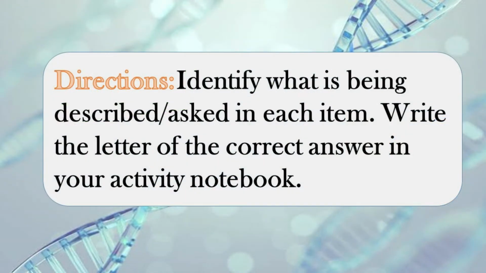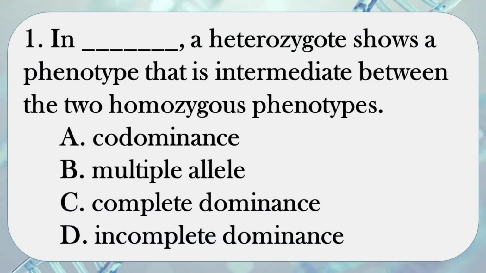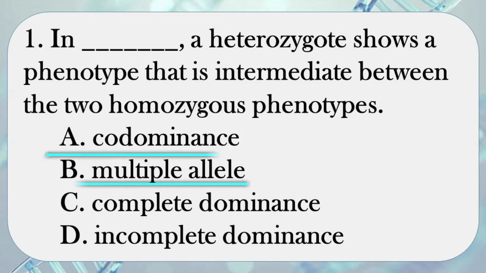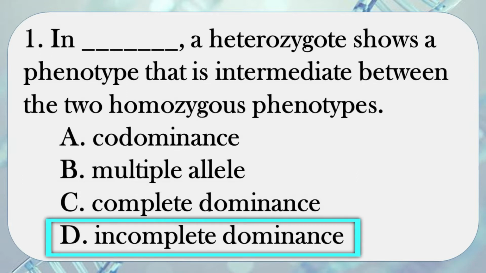Identify what is being described or asked in each item. Write the letter of the correct answer in your activity notebook. Your science teacher will collect all your answers. Number 1. In blank, a heterozygote shows a phenotype that is intermediate between the two homozygous phenotypes. A. Codominance. B. Multiple allele. C. Complete dominance. D. Incomplete dominance.